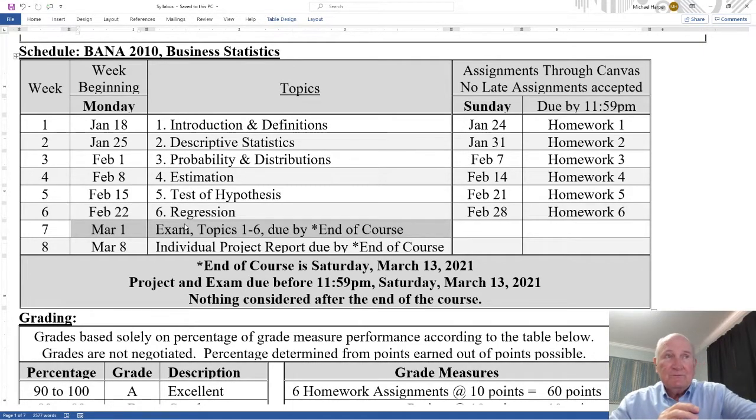A calculator, just a simple calculator like this, is all you would need to do a few calculations, but most of it is just understanding the question, understanding the answers, matching them up by getting the answers. So I'll give you as much help and support as I can that week for the exam. I'll do the same thing for the project reports.